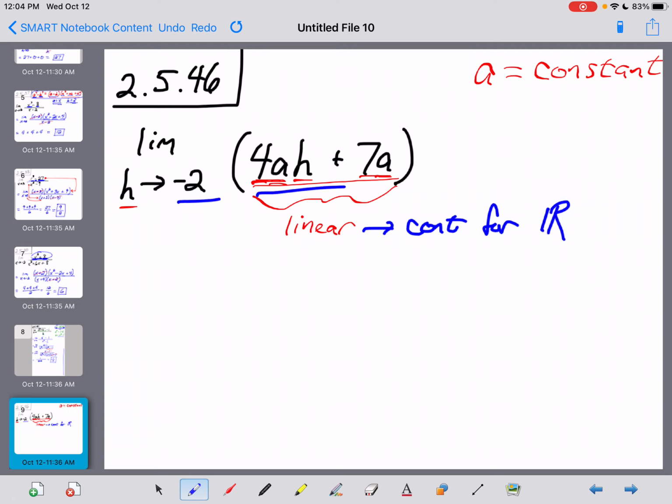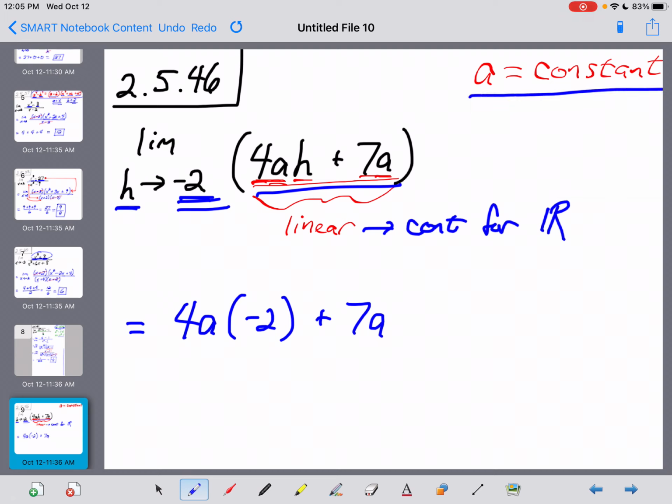And since this function is continuous at negative 2, that means that direct substitution works. We're going to let h actually equal negative 2, guys. And here we go. You're going to be surprised at how easy this is. This is 4a times an h value of negative 2 plus 7a. We're not putting the negative 2 in for a because that's not the value that a is approaching. A isn't approaching anything. It's a constant value, so it's fixed.